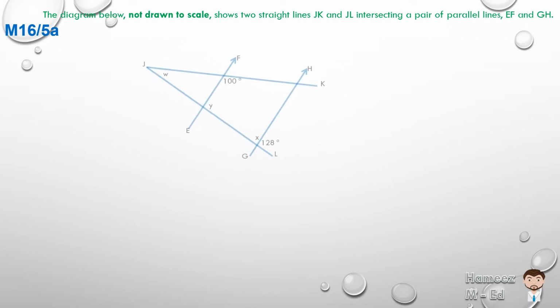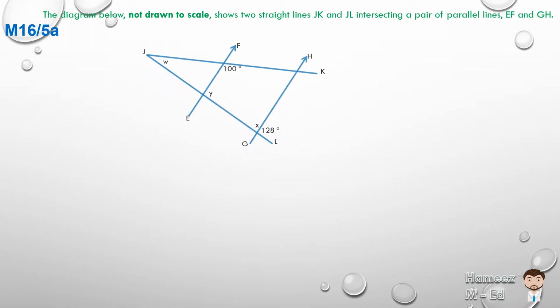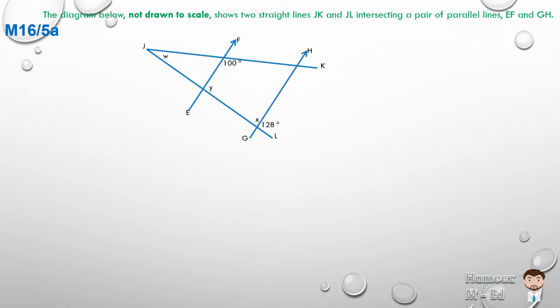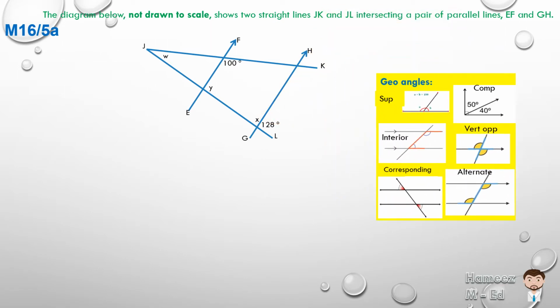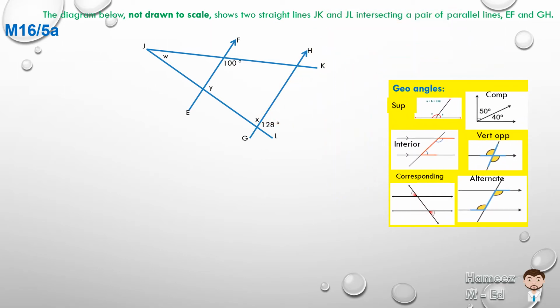May 2016, number 5A. The diagram below, not drawn to scale, shows 2 straight lines JK and JL, both starting on the left and going across to the right, intersecting a pair of parallel lines EF and GH. And the diagram indicates they're parallel because they have arrows on them. So let's bring up the 6 rules. And if you notice, we're dealing with parallel lines here. So there are 3 of the rules particularly which deal with parallel lines: interior angles, corresponding angles, or alternate angles.